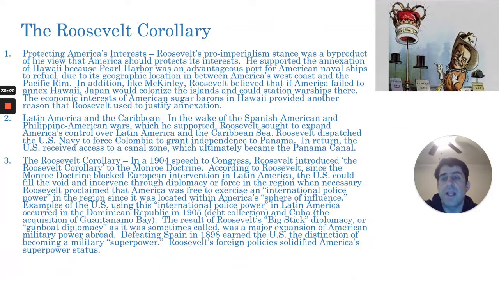As always, economic interests were also part of it. I mentioned the ships importing and exporting goods to and from Asia. Also, the economic interests of the American sugar barons were something that Roosevelt was certainly okay with protecting, much like William McKinley was.